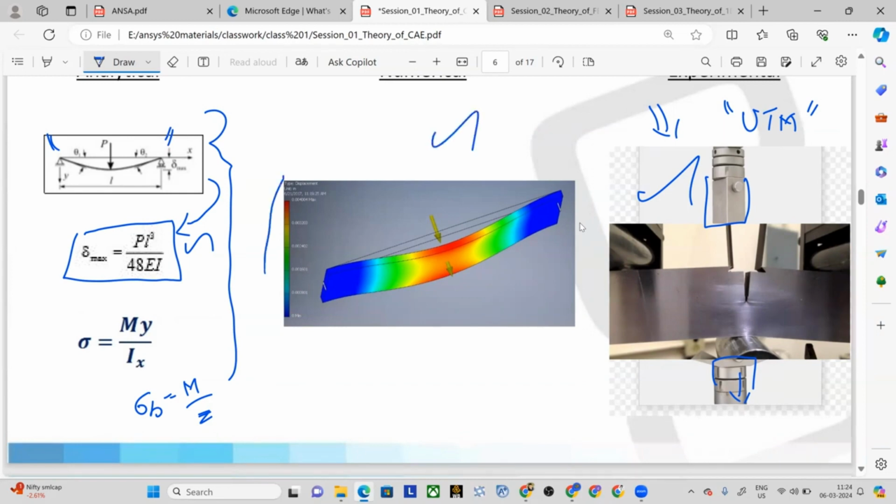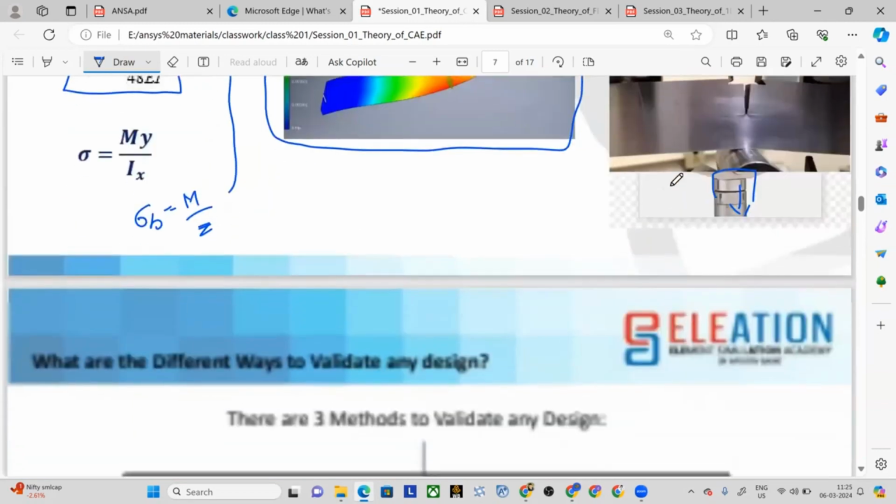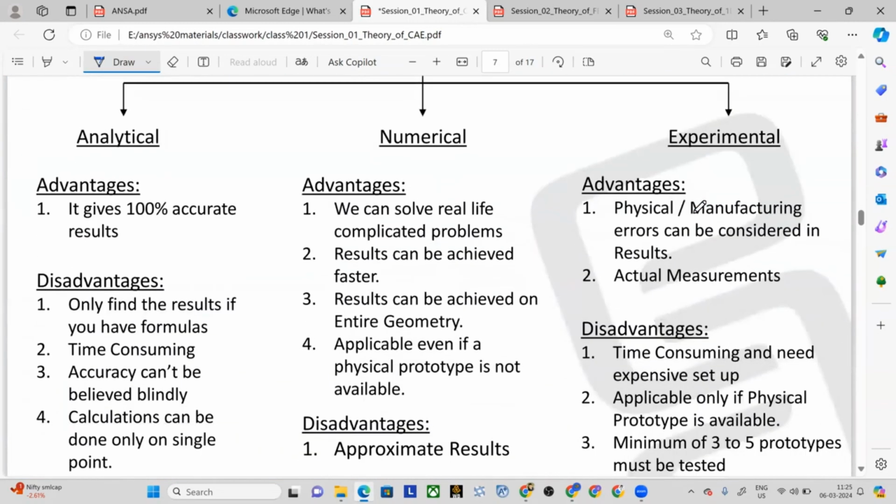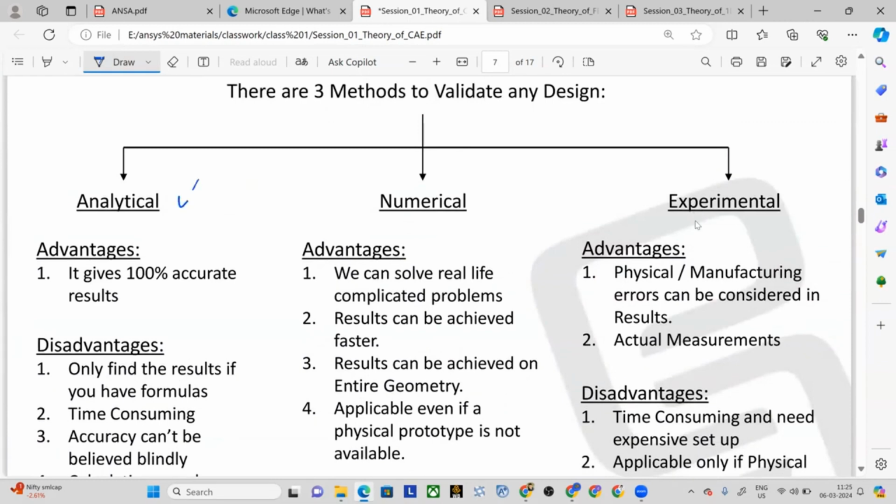A numerical method is the usage of a computer as hardware, and some software like ANSYS and HyperMesh are available to do the same. Now we'll note down the advantages and disadvantages of all three methods. Say, the analytical method gives 100% accurate results. No doubt in that, because you have been deriving and arriving at an expression.